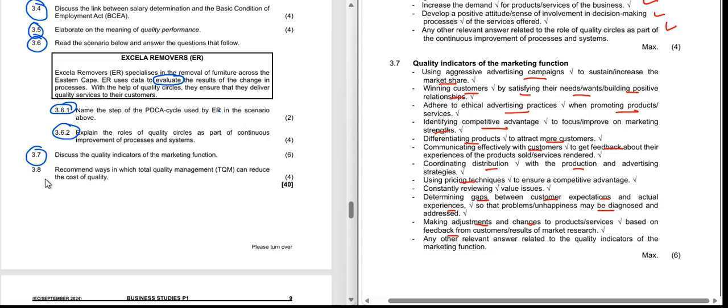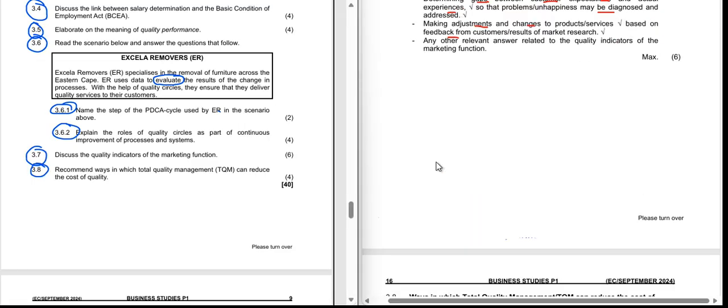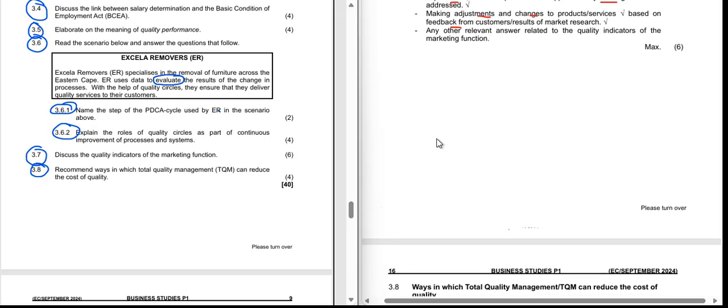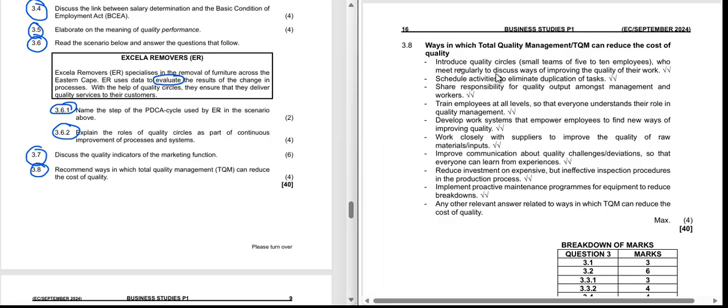And then 3.8, what does it say? Recommend ways in which total quality management can reduce the cost of quality. So we've got plenty again, just 4 marks. So introduce quality circles, that's another thing, who meet regularly to discuss ways of improving the quality of their work, right? So that's another way total quality management can reduce the cost of quality.